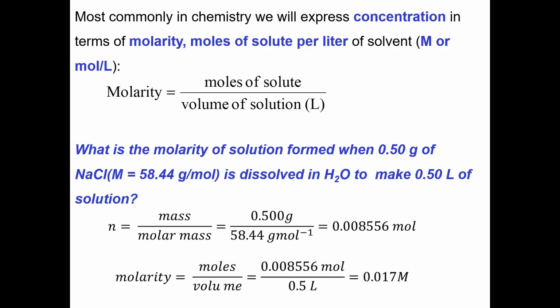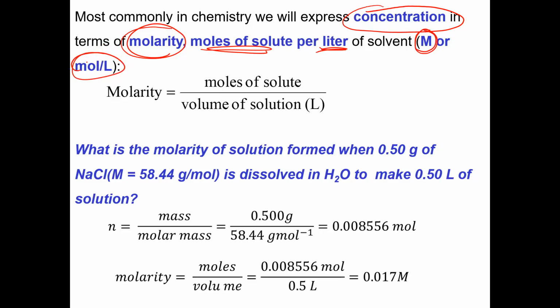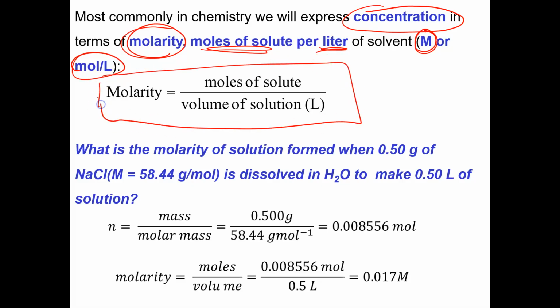Probably the most common way of expressing concentration in chemistry is in terms of molarity, which is simply the moles of solute for every liter of our solution. Normally, we'll give the molarity the symbol uppercase M, or sometimes moles over liters. Those things are equivalent, and people will flip between them without explaining why they're doing that. So just to recap, the molarity can be calculated by taking the moles of your solute and dividing it by the volume of your solution in liters.